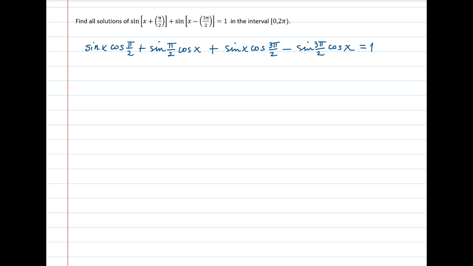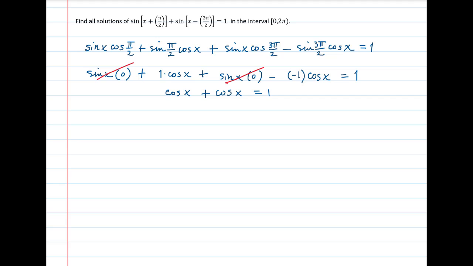All I've done is I've applied the sine of a sum formula and sine of a difference formula. Once I've done that, I'm going to be able to evaluate some of these trig functions, and the rest we'll leave in terms of x. We have sine of x times 0, because cosine of pi halves is 0, plus sine of pi halves is 1, that is times cosine of x, plus sine of x times cosine of 3 pi halves from the unit circle, that is 0. So then sine of x times 0 minus negative 1, sine of 3 pi halves is negative 1, times cosine of x, all of that equal to 1. A couple things are going to cancel out. Anything times 0 is 0, so all those things go away, and we end up with cosine of x minus negative, so that makes it positive, plus cosine of x equal to 1.